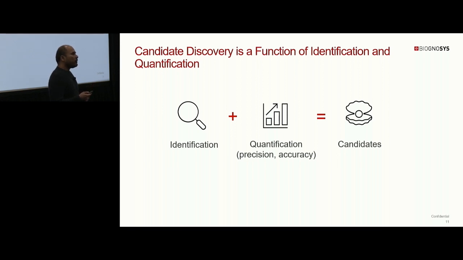And what we find is that there is a rather complex relationship between all the parameters associated to identification and quantification. So while you can use surrogate metrics like identifications, right, or precision or accuracy to say something about your software's ability or experiment's ability to discover candidates, we wanted to have a more direct measure of this candidate discovery.